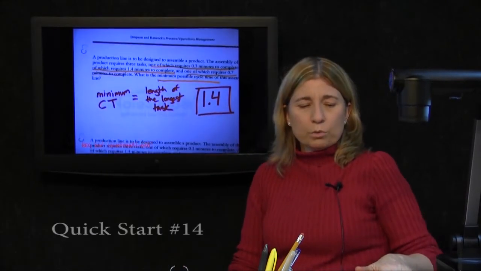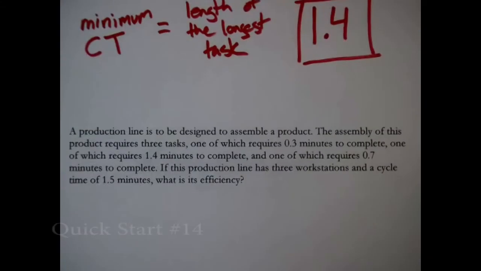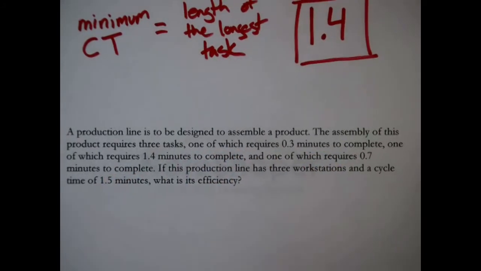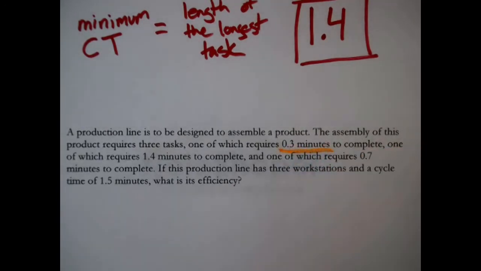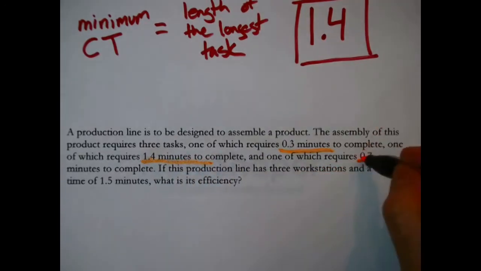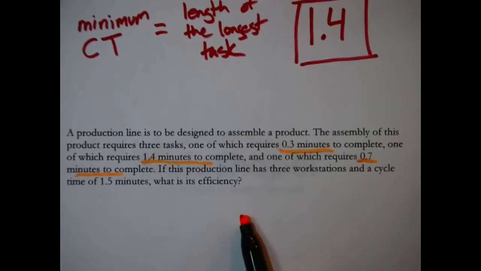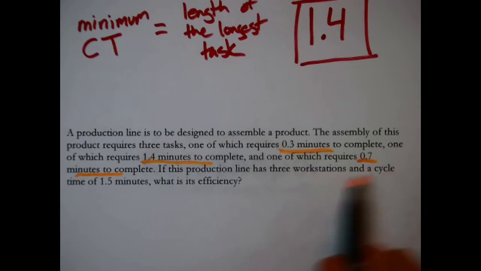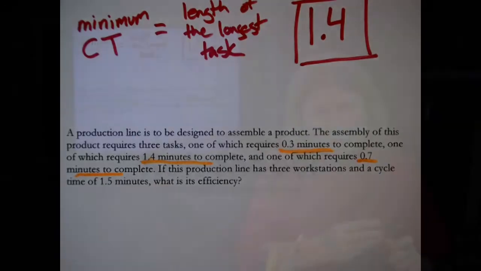Now, the next question appears to be discussing the same prospective assembly line, because a production line is being designed to assemble a product. These do appear to be the same 3 tasks. One's 0.3 minutes, one's 1.4 minutes, and one takes 0.7 minutes to complete. Now, what's the question? Oh, there's more information. If the production line has 3 workstations and the cycle time is 1.5 minutes, which is longer than 1.4, that would work. What's its efficiency?